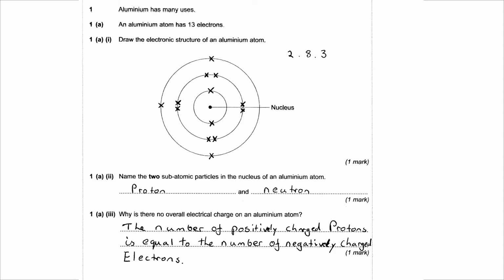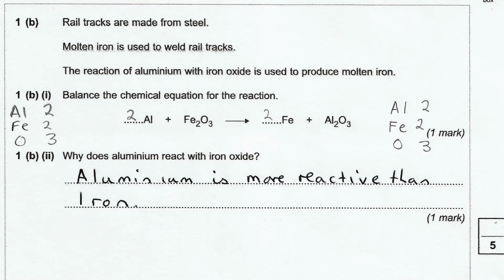Okay, moving on to 1B. Rail tracks are made from steel. Molten iron is used to weld rail tracks. The reaction of aluminium with iron oxide is used to produce molten iron. So this is the thermite reaction. So let's have a look here.